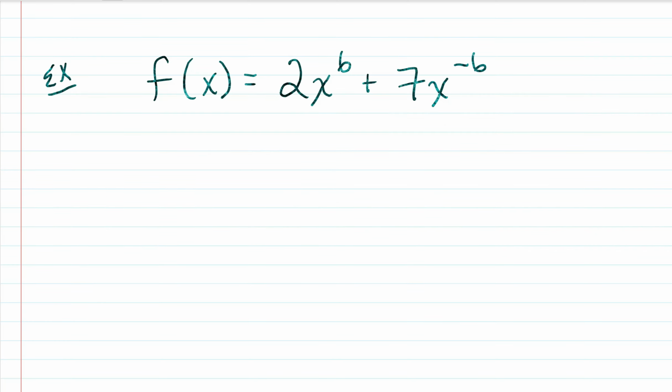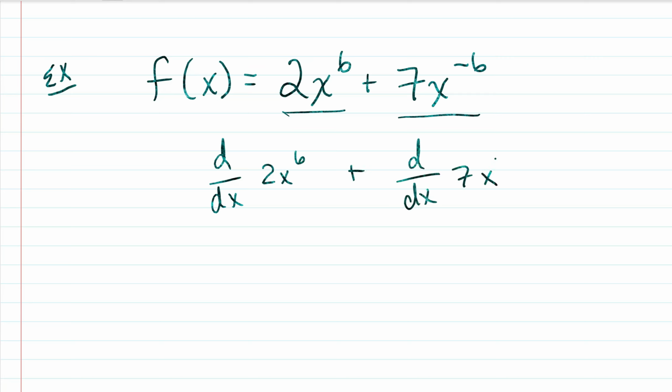So in our next example, we have f of x, our function, is equal to 2x to the 6th power plus 7x to the negative 6th power. So looks like we have only 2 terms here. So with that, we would do what we did in the last problem, use that sum difference property, right? So we're taking the derivative of each term separately. So we're taking the derivative of 2x to the 6th, and then the derivative of 7x to the negative 6th.